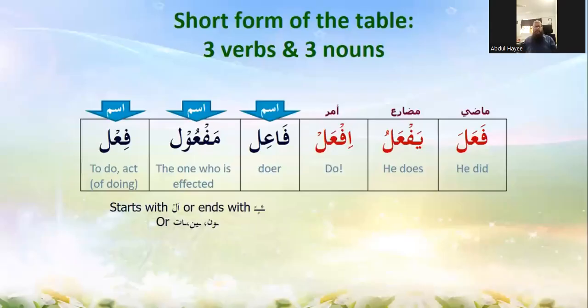Next, we say the fa'il is not alone, it is a key. Just as fa'ala is a key and opens the table of Madi, yafalu is a key, it opens the table of Mudari for us. Ifal is a key, it opens the table of Amr. Fa'il is also a key. It opens the table of fa'il, meaning the asma. Maf'ul is a key, it opens the table of maf'ul, and the fail is the same way. So we have three nouns and three verbs in this. It is called the short table.